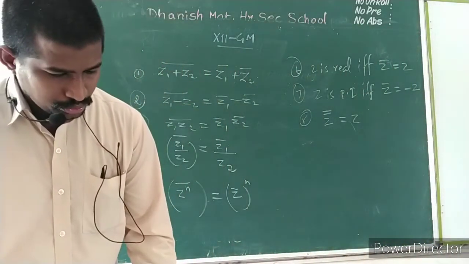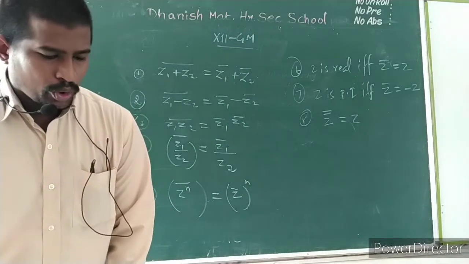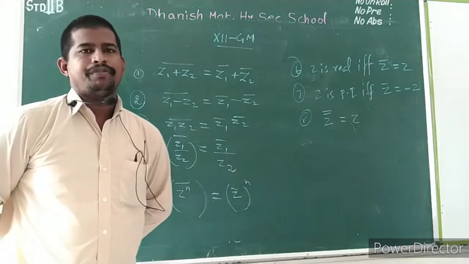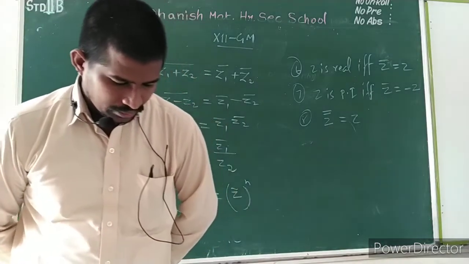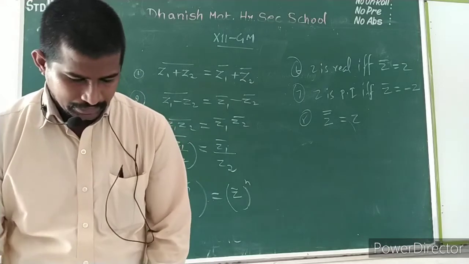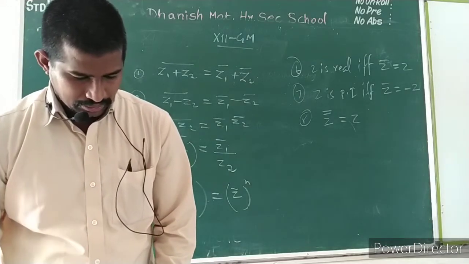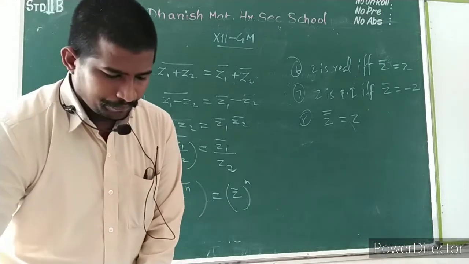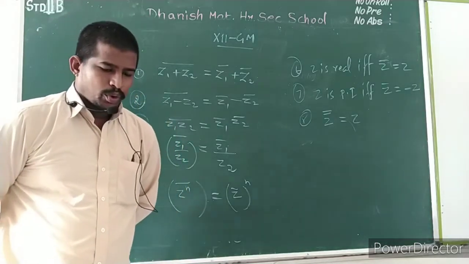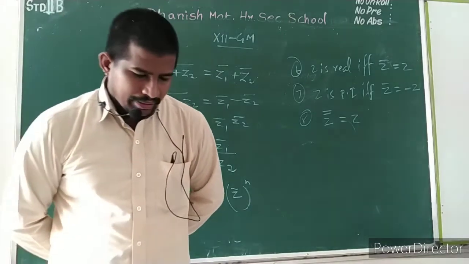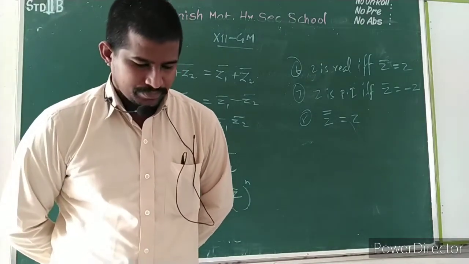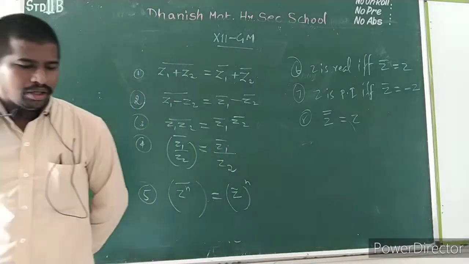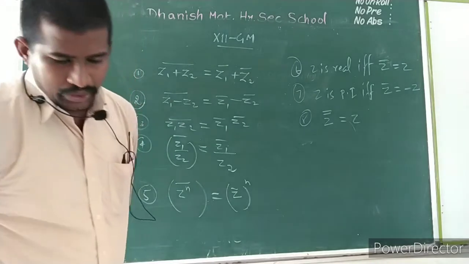Now today we are going to learn some problems from the exercise 2.4. From the exercise 2.4, I gave two sums as a homework, 2 and 7. The remaining I am going to do today. Let us move on to the first problem. Write the following in the rectangular form. Now we are going to write the given term in rectangular form.